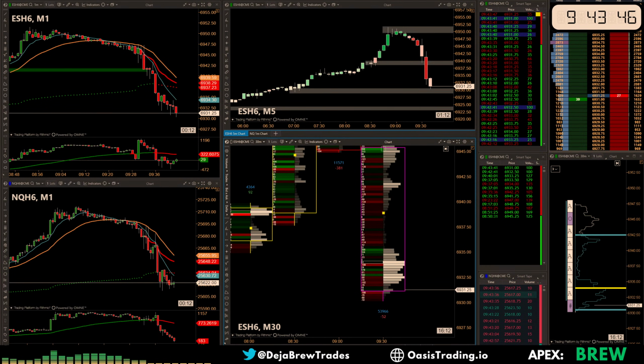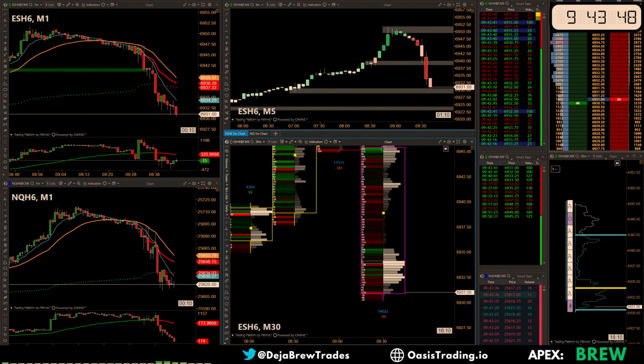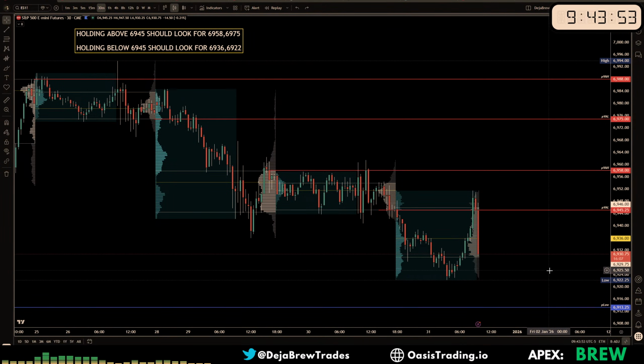So our first target is hit, by the way, 36. Our next level is 22. And that is basically the overnight low. 36 was the POC retrace, rejecting that value.